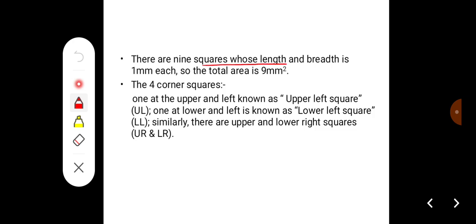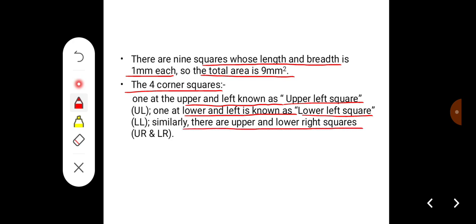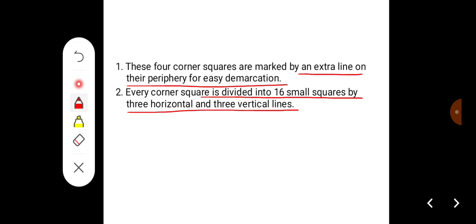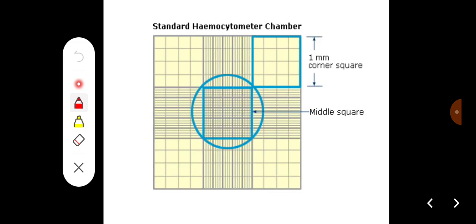There are 9 squares whose length and breadth is 1 millimeter each, so the total area is 9 square millimeters. Of the 4 corner squares, one at the upper left is known as the upper left square, and one at the lower left is known as the lower left square. Similarly, there are upper and lower right squares. These 4 corner squares are marked by an extra line on their periphery for easy demarcation, and every corner square is divided into 16 small squares by 3 horizontal and 3 vertical lines.